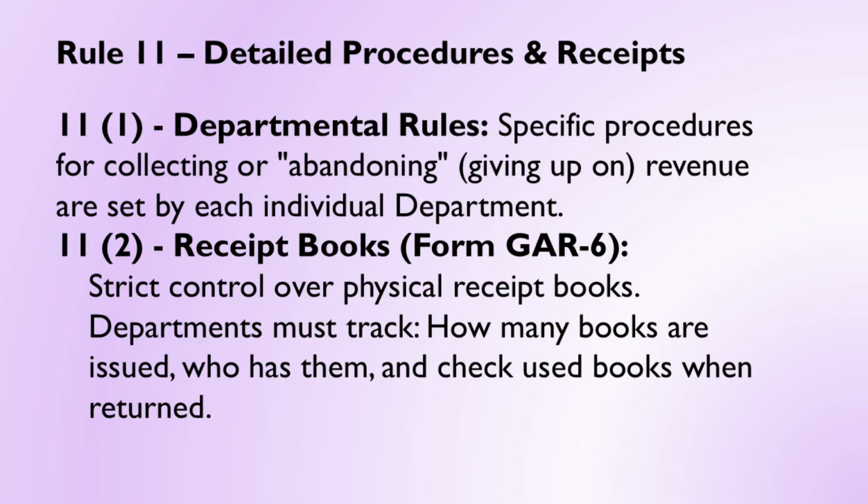Rule 11. Detailed procedures and receipts. Rule 11 is about the paper trail. Sub-Rule 1 says every department creates its own specific regulations for handling revenue. Sub-rule 2 is very practical. It deals with Form GAR 6, which is the standard receipt. Departments must strictly track receipt books, knowing exactly who has which book and ensuring that used books are checked for accuracy when returned.